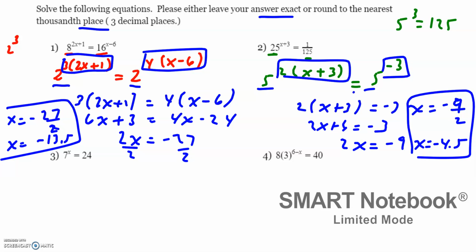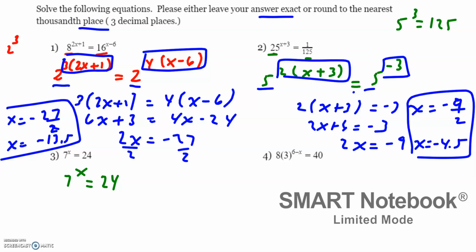Number 3, now this is one that we might actually need logs, because if we take a look at the original equation, which I'll rewrite here for room's sake, 7 to the x equals 24, you can ask yourself if you could write 7 and 24 as the same base, meaning, can I write 24 as 7 to a power? Well, 7 to the first is 7, 7 to the second is 49, so we skip right over 24. So no, it does not seem that we can write it as the same base.